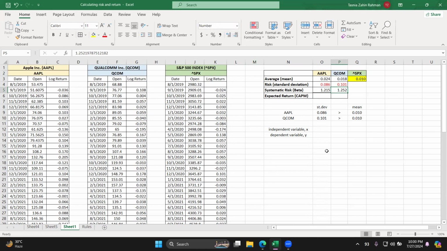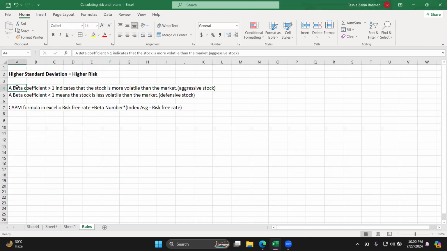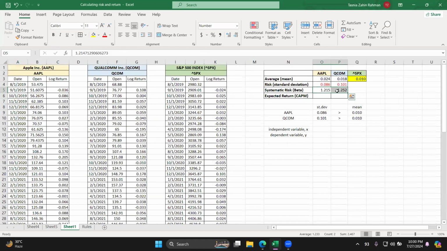Okay. So the rule here is if a beta coefficient is more than 1, it indicates that the stock is more volatile than the market and it is an aggressive stock. And if a beta coefficient is less than 1, it means the stock is less volatile than the market and it is a defensive stock. So since both of them are more than 1 here, it proves that they are more volatile than the market, meaning their changes in the market are usually unexpected and they are both aggressive stocks. So let's put this in red as well.